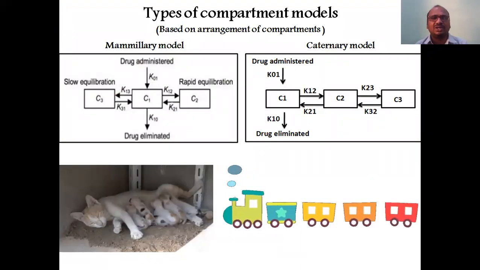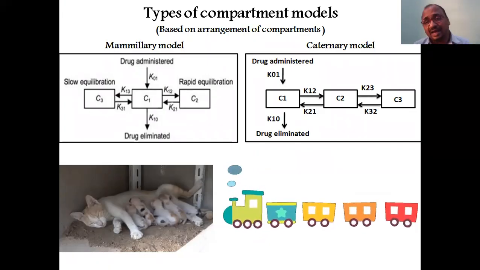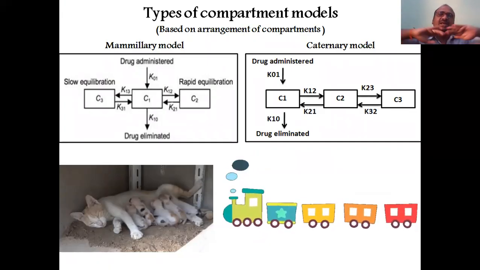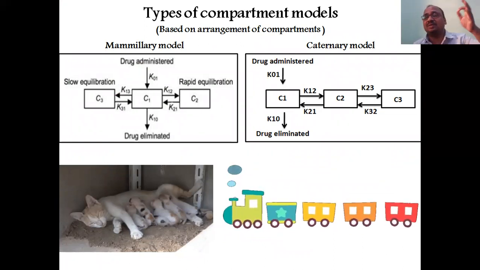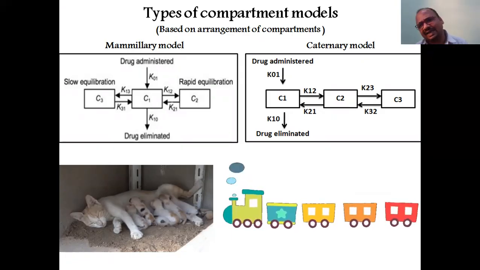Now you can come to the compartment models themselves. Based on how the compartments are arranged, two types are there. One is the mammillary model. Number two is the catenary model. Quaternary or catenary, both can be used; you can keep the R or not, no problem. Catenary or mammillary model.